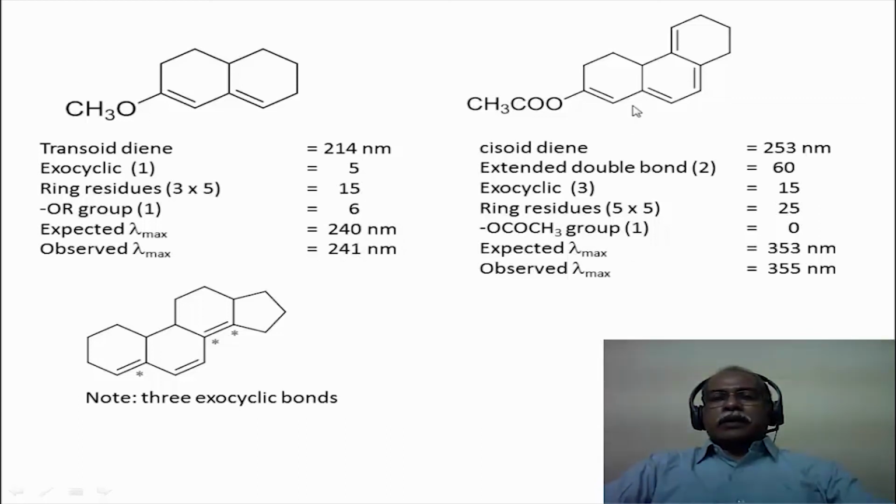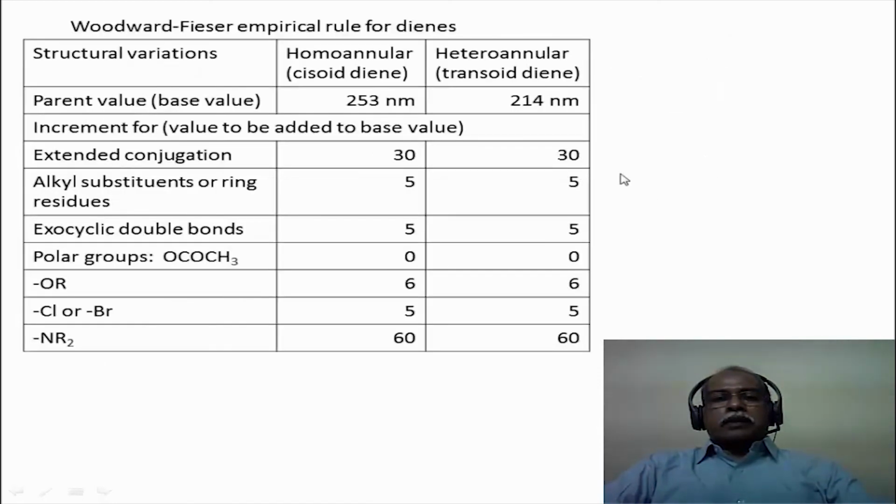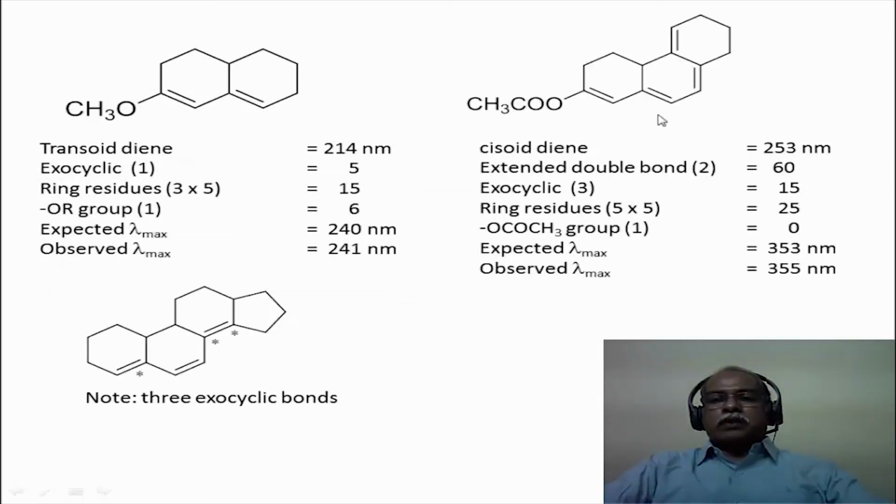If you take this cisoid diene, between a transoid diene and a cisoid diene, the cisoid has a higher base value. So you take the base value of the cisoid diene, then add extra conjugation. This is an additional conjugation. This is also an additional conjugation. Each extended conjugation corresponds to a 30 nanometer increment. So 2 extra conjugations will correspond to 60 nanometers. This is an exocyclic double bond for this ring. And this is an exocyclic double bond to the other ring.